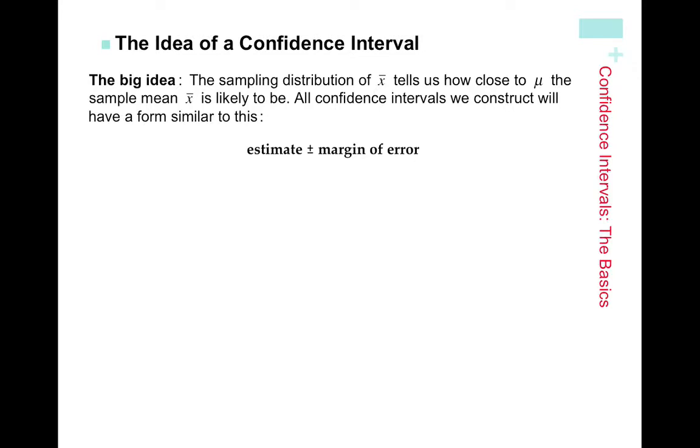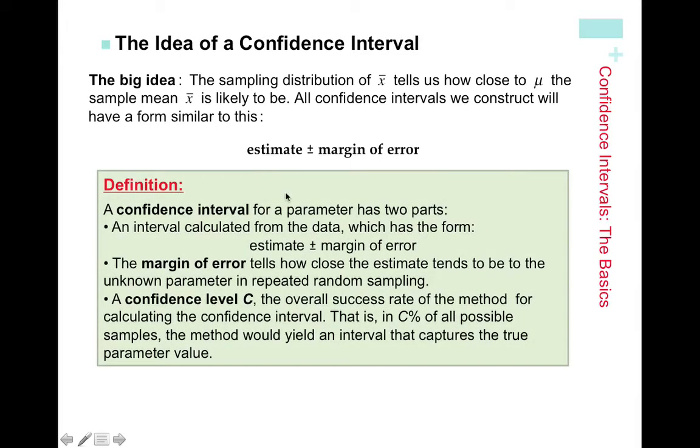Alright, when we did a confidence interval, all we were doing is we were taking that point estimate plus or minus the margin of error. The margin of error just tells us how close the estimate tends to be to the unknown parameter in repeated sampling. The confidence level is the overall success rate for the method of calculating the confidence interval.